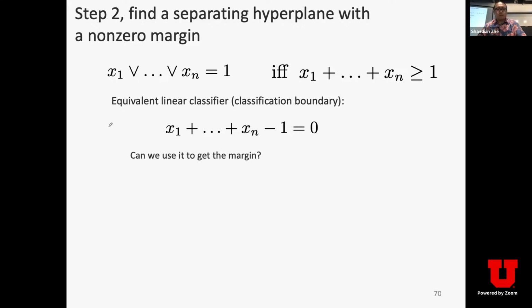Which feature vector is closest to this hyperplane? Remember, our feature vectors are all possible Boolean feature vectors, right? You can pick any element in your feature vector to be 0 or 1. So who can tell me which point or which set of points can give you the smallest distance to the hyperplane?